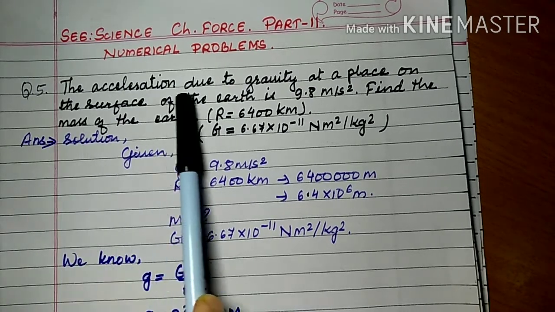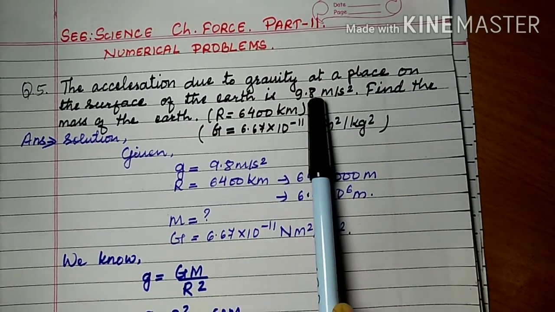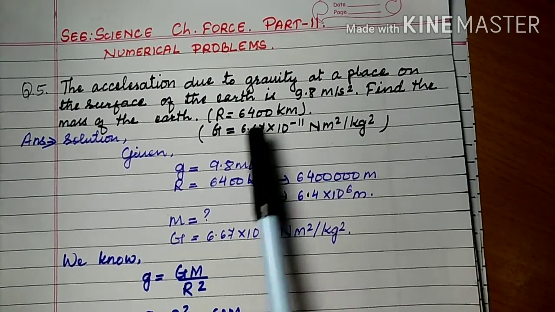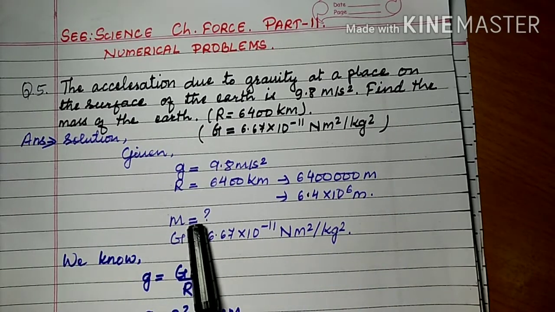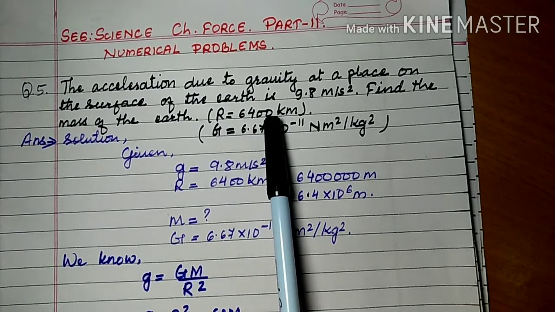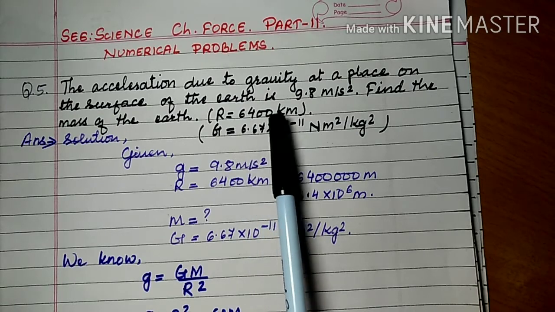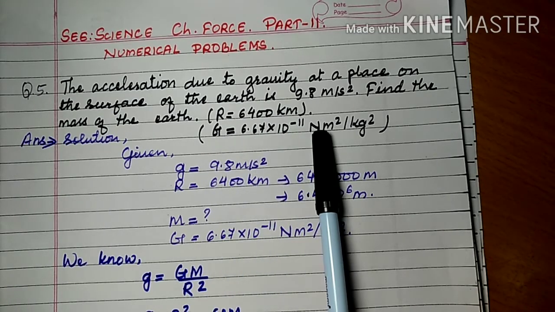The question is: acceleration due to gravity at a place on the surface of the earth is 9.8 meter per second square. So g is given here. Find the mass of the earth. You are going to calculate the mass of the earth, capital M. And the radius of the earth is also given, 6400 kilometer. Now the value of the universal gravitational constant is this.